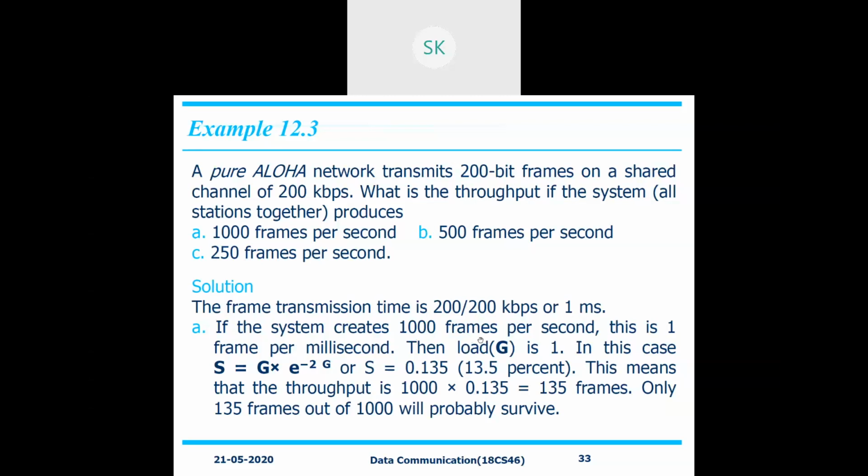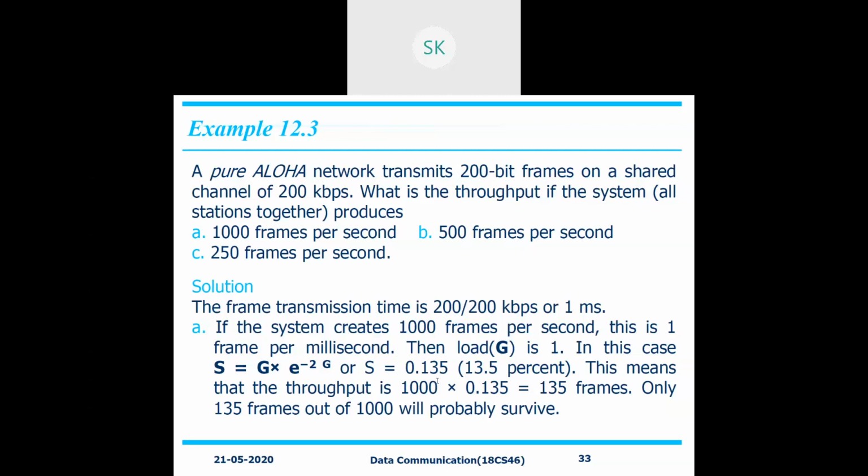So if the system creates 1000 frames per second, this is nothing but 1 frame per millisecond. Based on that, the load, that is the G value, the average number of frames that you will be getting for transmitting, is nothing but here 1. G will be 1 with respect to this. If you substitute the value, then S becomes 0.135.